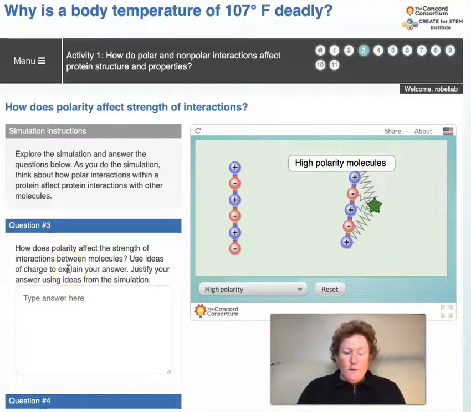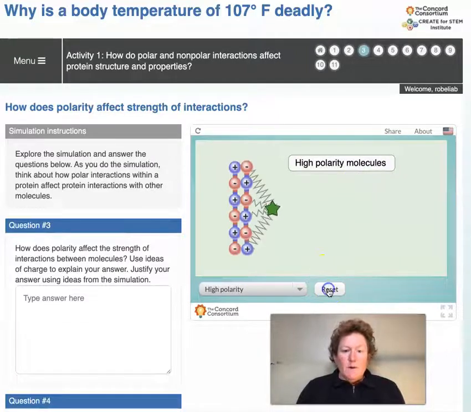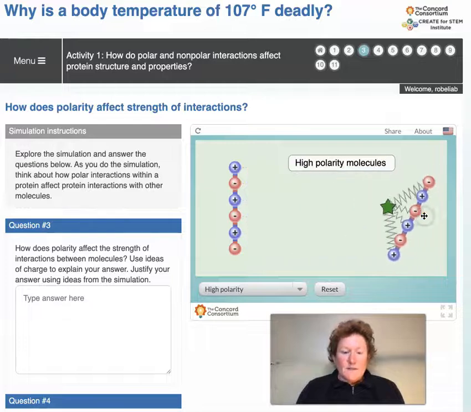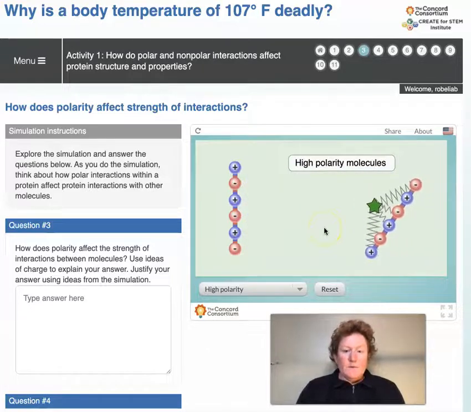So question 3, you should know how to answer at this point. How does polarity affect the strength of interactions between the molecules? Remember how far this spring right here, connected to the star, how far that's stretched represents how much force or how stuck together those molecules are. The more you had to stretch the spring, the more stuck together the molecules were.